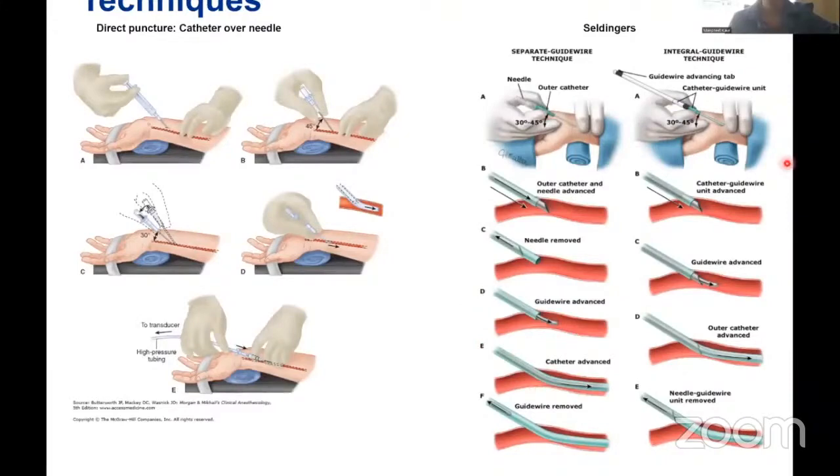Integral guide wire approach technique is also coming up. That is, the guide wire itself is within the set, that is, the specialized device is integrated with the needle and the catheter.